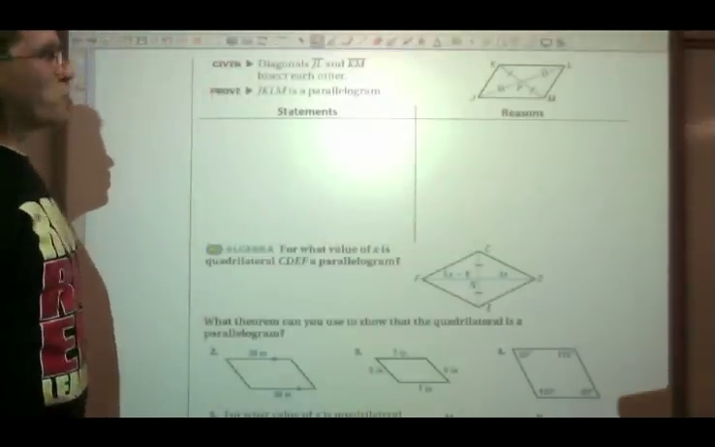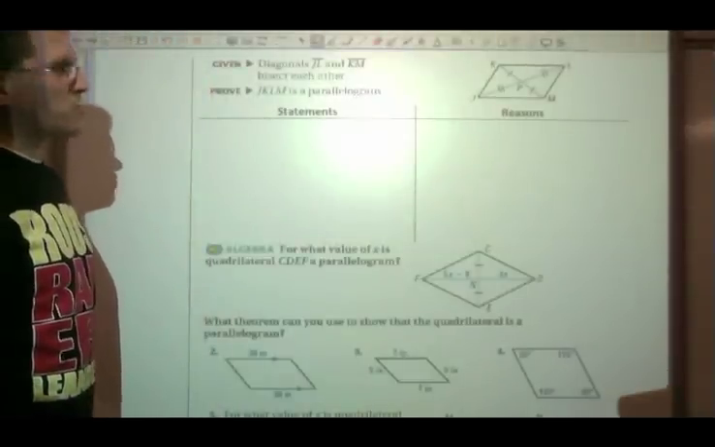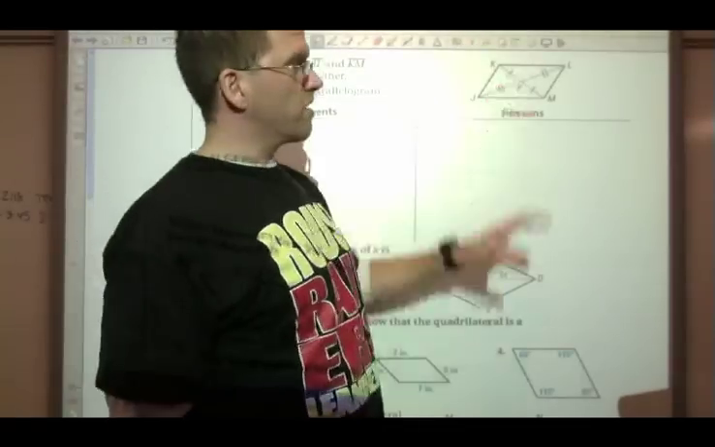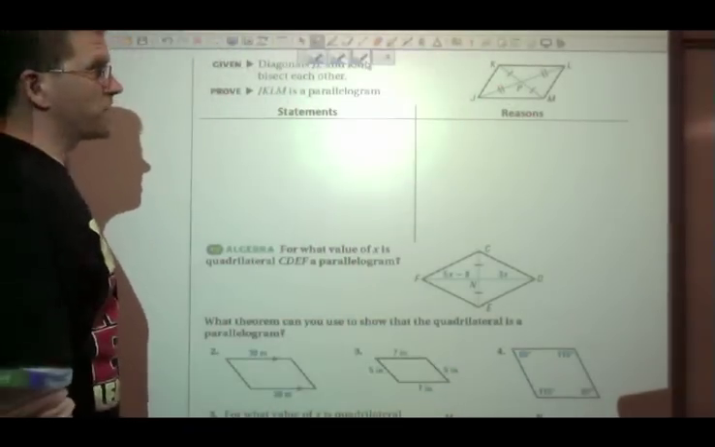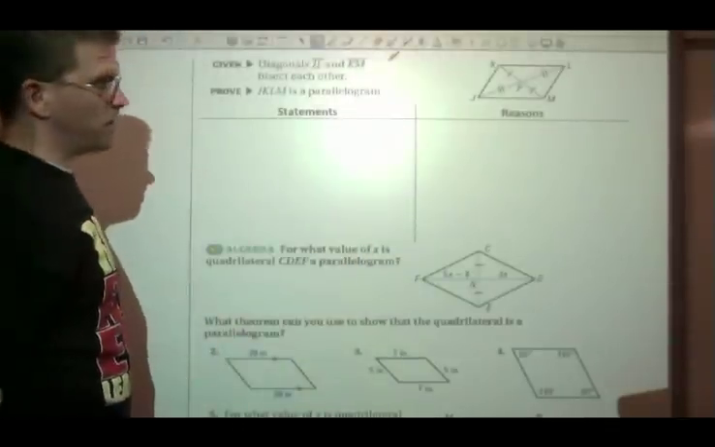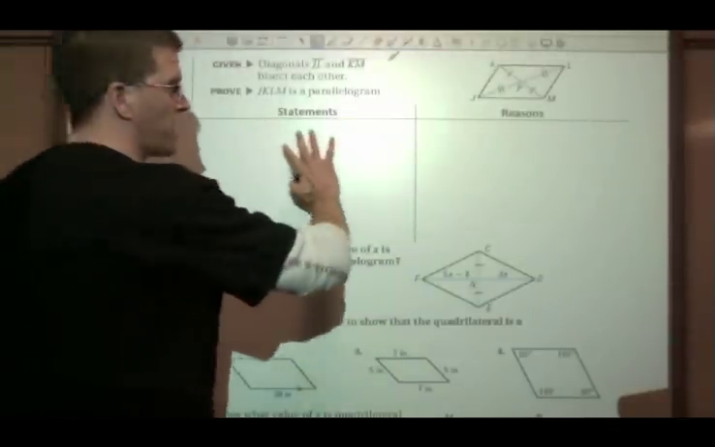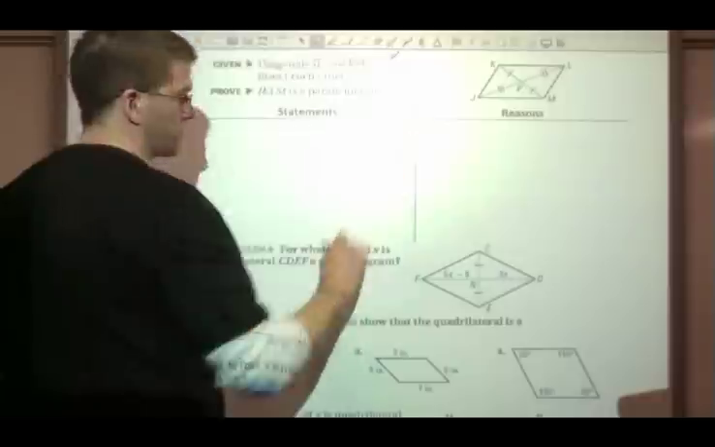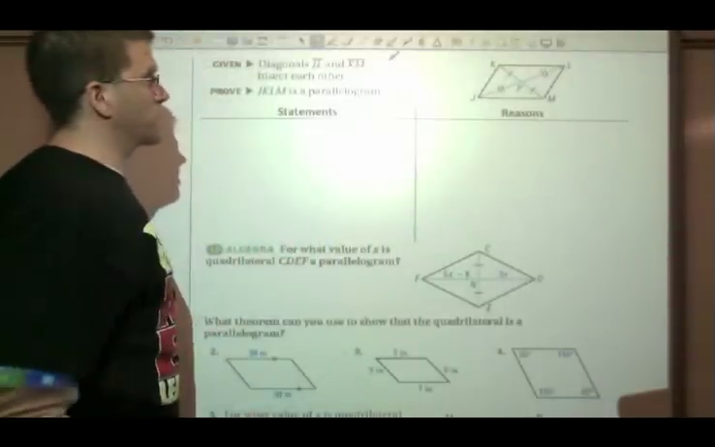All right, diagonals JL and KM bisect each other. We're going to prove that this is, in fact, a parallelogram. Actually, for the sake of sanity and for the sake of time, I'm just going to talk this one out without actually writing out the proof. You might just scribble through this and write out some of the things I'm going to say.